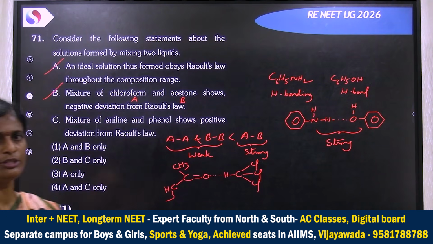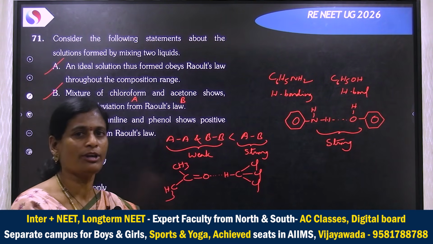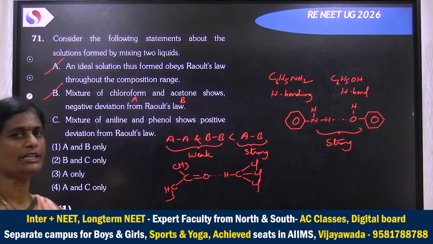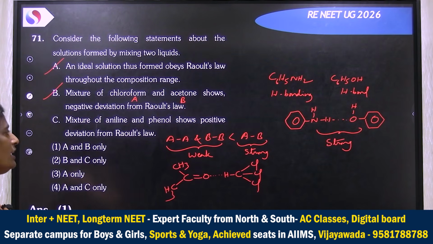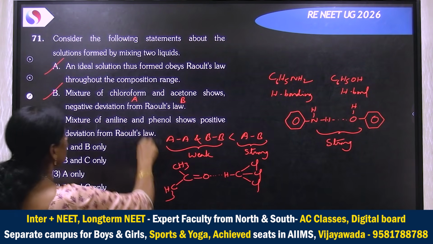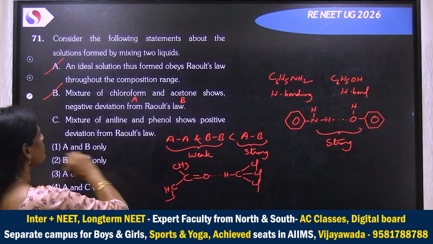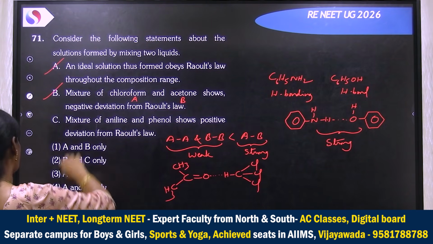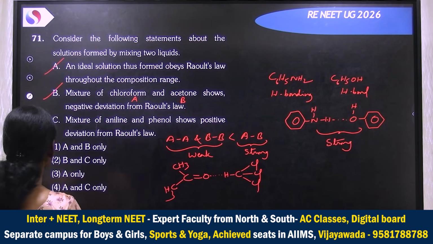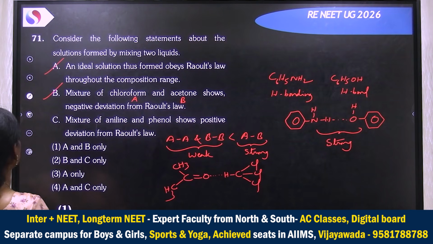Therefore, after forming solution, the intermolecular force of attraction is increasing. So again, the escaping tendency of the liquid into vapor form decreases. So it also shows negative deviation from Raoult's law, but it is given as a positive deviation, so it is a wrong statement. Wrong option. So correct statements are A and B only. A and B only.